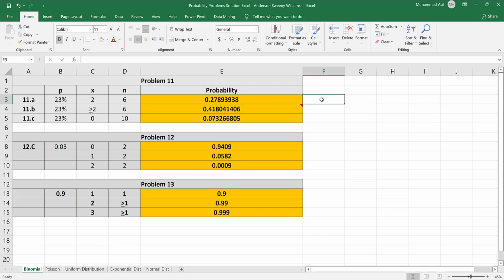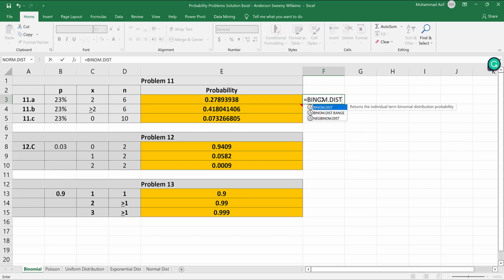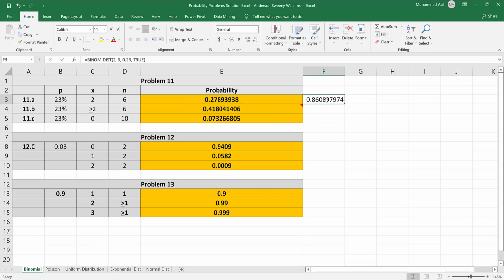So let's see, first is equal to binom distribution. So when I use this true, it gives me a probability of 86%. Now let's manually calculate the probability of 0, 1 and 2, and then we can add them together and see if our answer comes to this one, then it would mean this is okay.